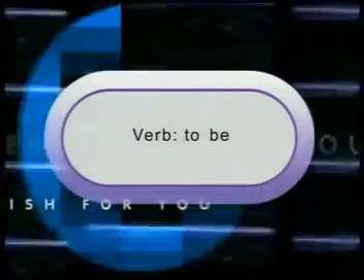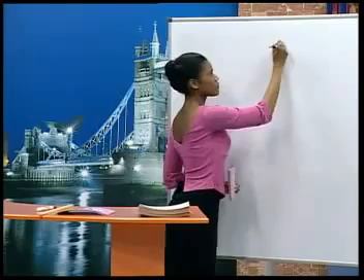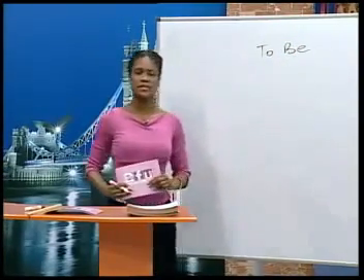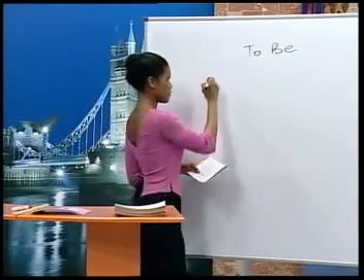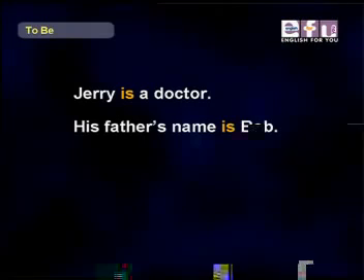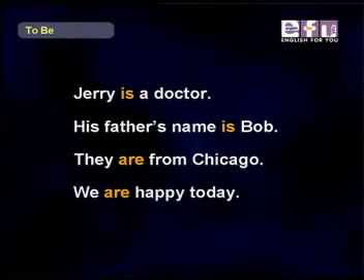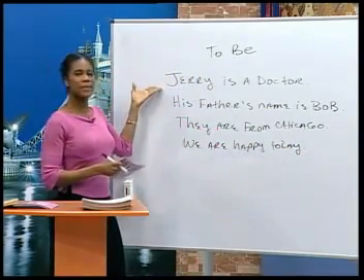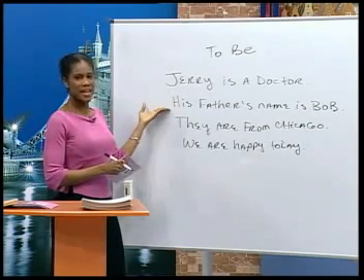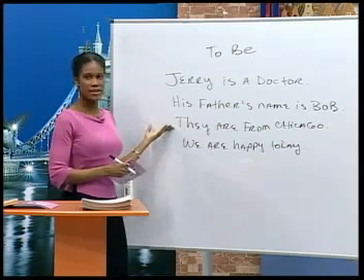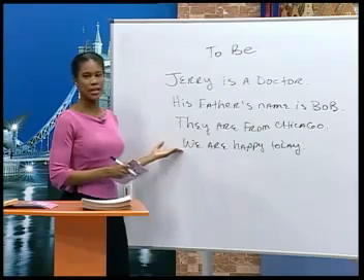Verb, to be. All right, let's begin our lesson with a review of the verb to be. We use the verb to be in sentences that give information. For example, we can say, Jerry is a doctor. His father's name is Bob. Now, Jerry and his father, they are from Chicago. We are happy today. So let's take a look at our examples. Jerry is a doctor. His father's name is Bob. They are from Chicago. And we are happy today.